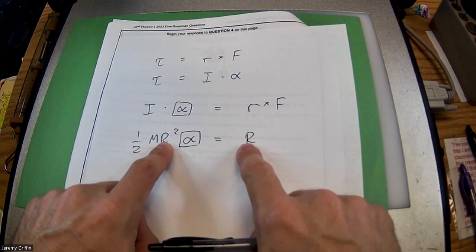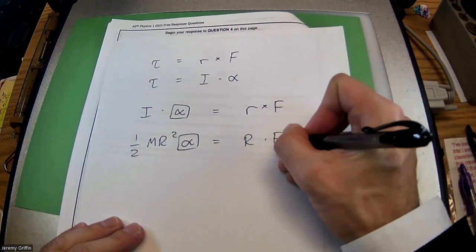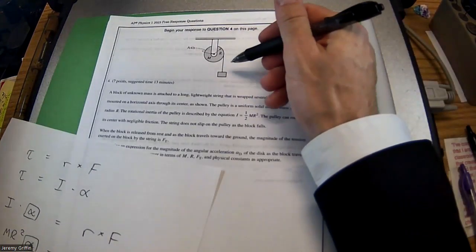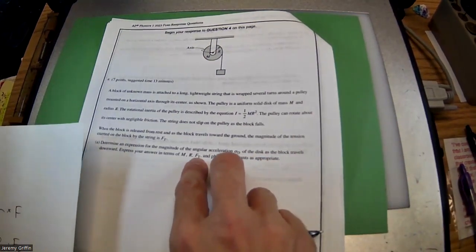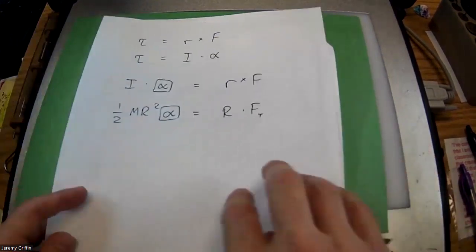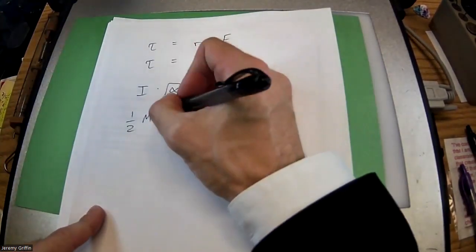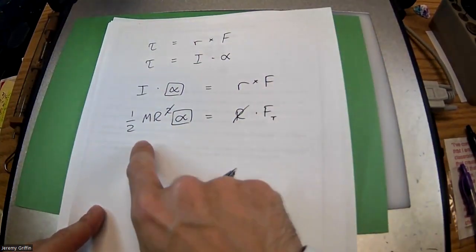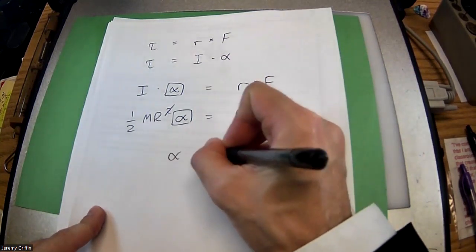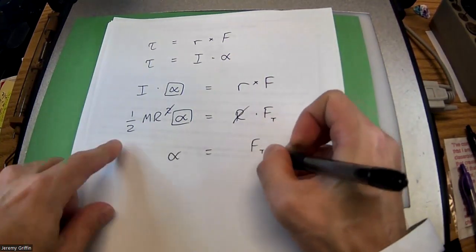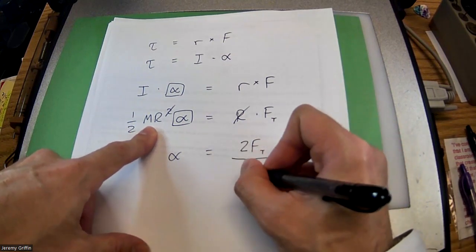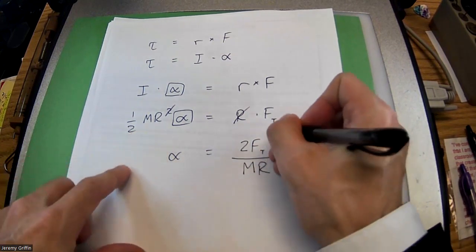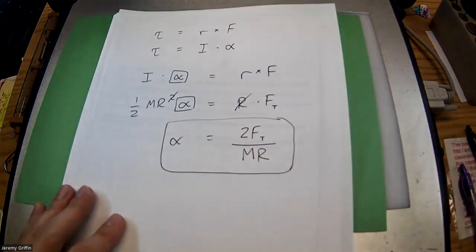The force is actually the tension force, which again is a little bit less than the weight of the block, but they went ahead and told you to solve it in terms of that. So we're solving for this alpha. One of the radial values goes away. Alpha is the tension force here, I got a 2 here, and then I'm going to divide by M and R. This should be what we're looking for.